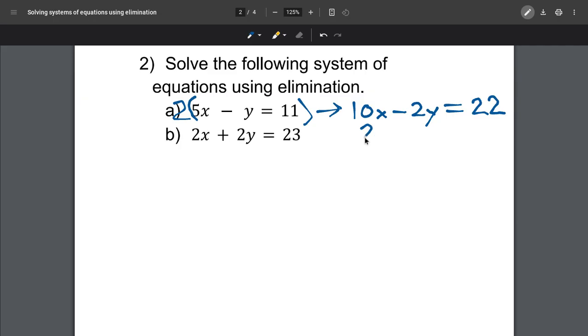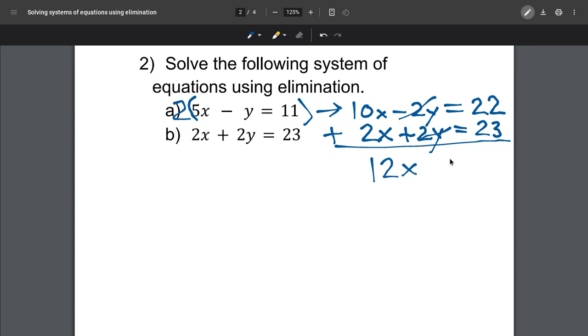Okay, we're going to keep the bottom equation the same, so 2x plus 2y equals 23. Okay, we'll add these together now. 10x plus 2x is 12x. A negative 2y plus 2y is 0, so these cancel. And then that equals 22 plus 23, which is 45.